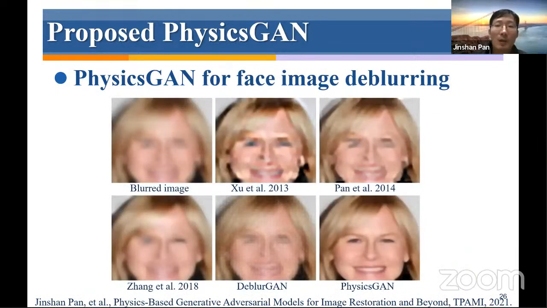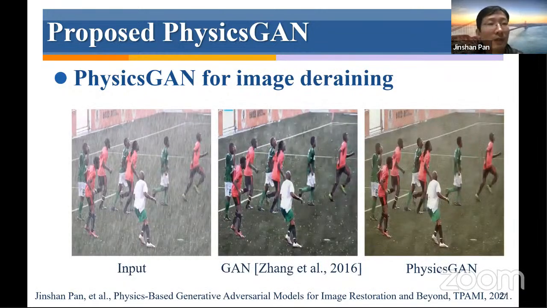And here is the application on face image deblurring. Other methods usually fail to generate reliable results. In contrast, our method still obtains a much clearer face image. We further demonstrate the effectiveness of our method on image deraining and compare it with the GAN-based methods. And we can see that exploring the physics model in the GAN framework is able to remove rain.